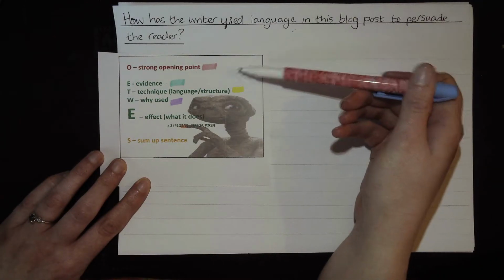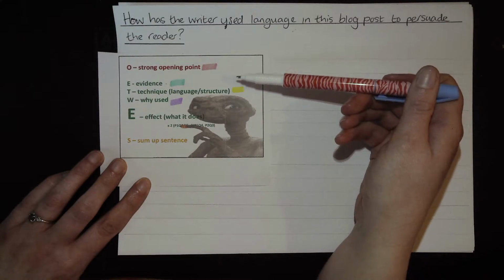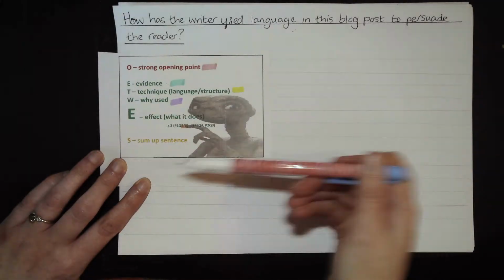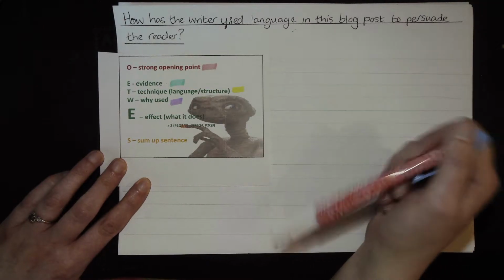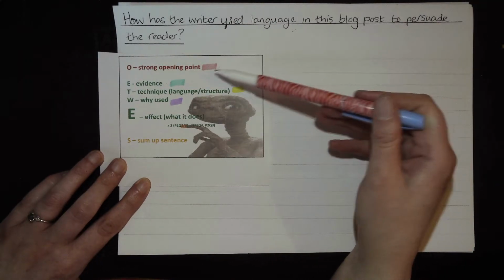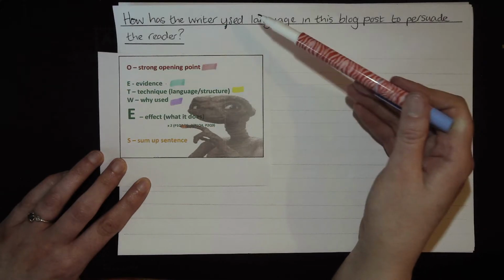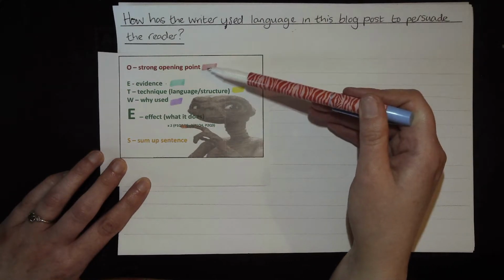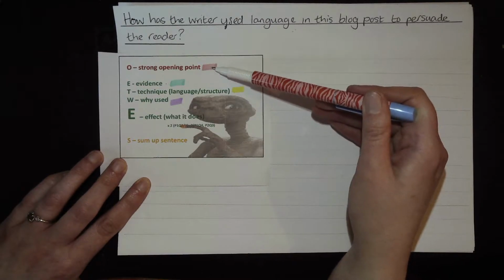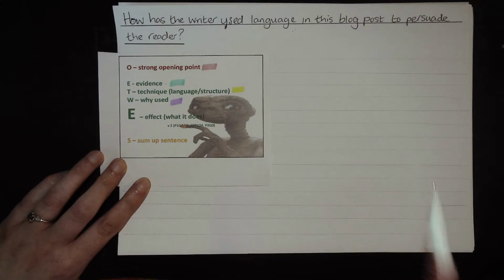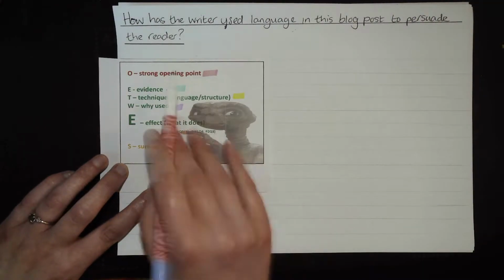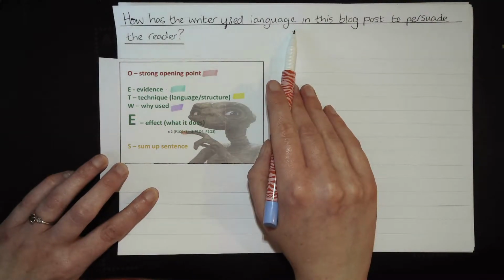And just a quick recap of the OETWES structure. We use this in English language to help us to structure our language analysis and our structure analysis questions. So the first thing that we're going to need to do today is read the opening question, and we need to create a strong opening point. Essentially, we're going to need to come up with a really good sentence or two that's going to actually answer this question.